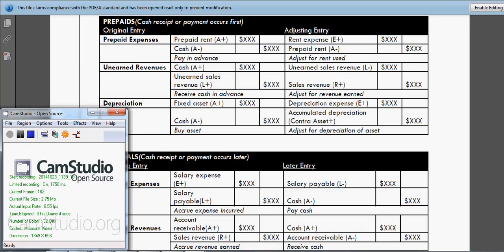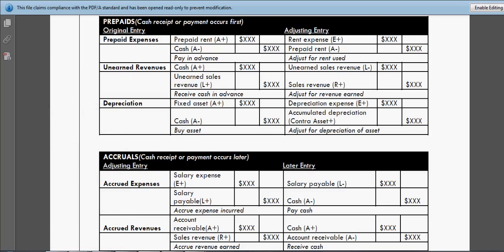So today we're going to talk about Chapter 3, Adjusting Journal Entries and the Adjusted Trial Balance. These are the 5 types of adjusting entries we will be using. So we have types of prepaids. Over here on the right column are the adjusting entries. On the left are the original journal entries. On the left, these are not the adjusting entries.